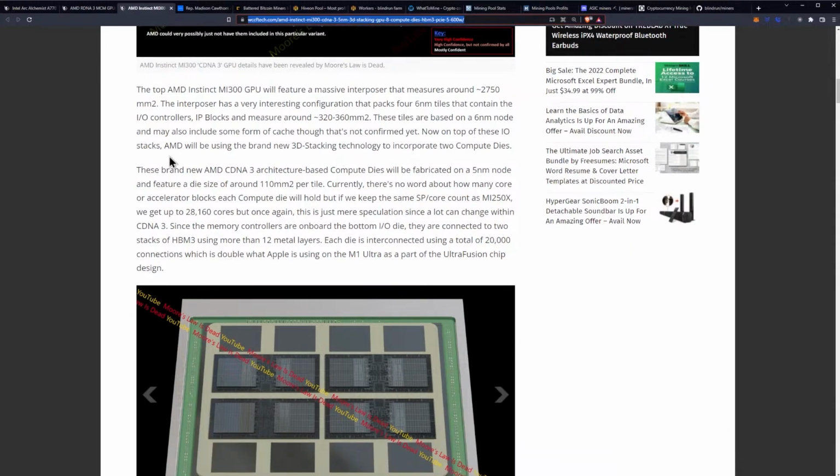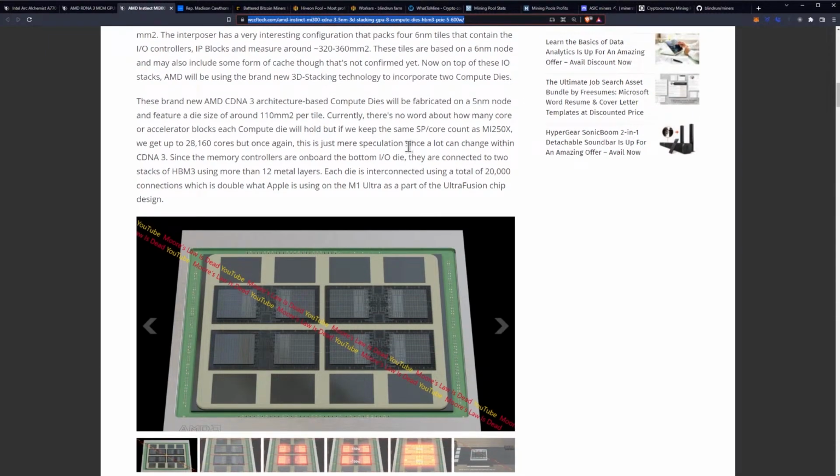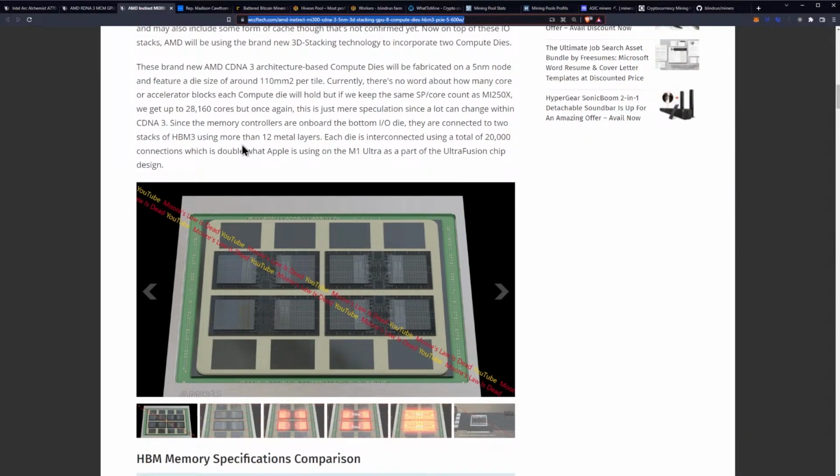Now, on top of these I/O stacks, AMD will be using the brand new 3D stacking technology to incorporate 2 compute dies. These brand new AMD CDNA 3 architecture-based compute dies will be fabricated on a 5-nanometer node and feature a die size of around 110 millimeters squared per tile. Currently, there's no word about how many core or accelerator blocks each compute die will hold, but if we keep the same SP to core count as MI250X, we get up to 28,160 cores, but once again, this is just a mere speculation since a lot can change within CDNA 3.